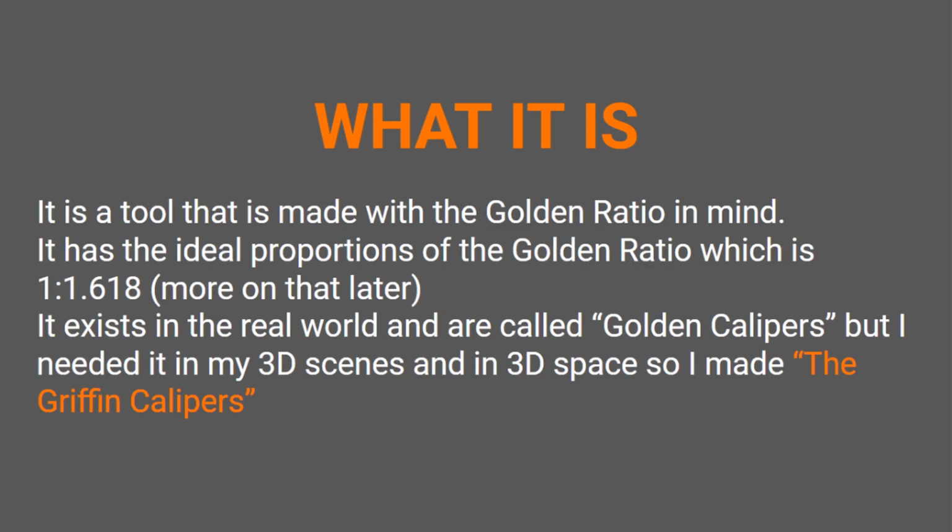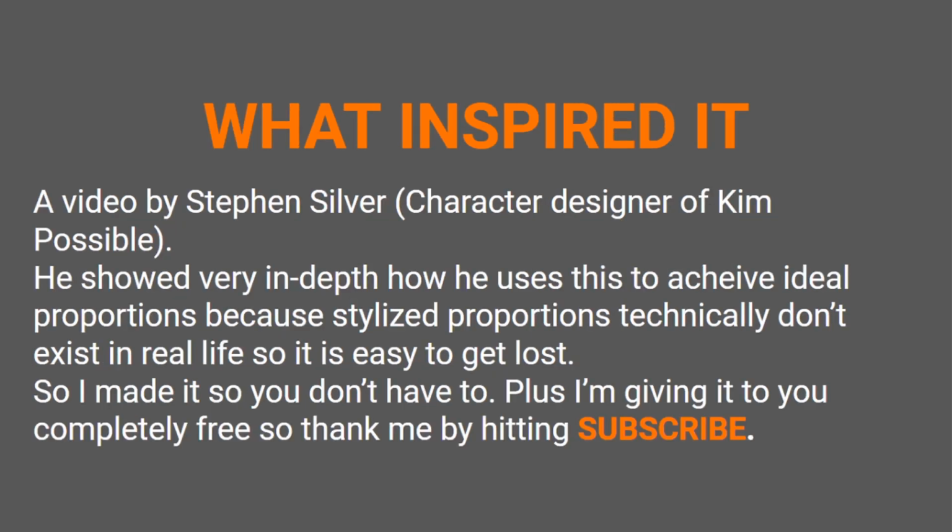So what is it? Now, it is a tool that is made with the golden ratio in mind. It has the ideal proportions of the golden ratio, which is 1 is to 1.618. Now, more on that later. It exists in the real world and is called golden calipers, but I needed it in 3D space, so I made the Griffin calipers. Now, what inspired it?